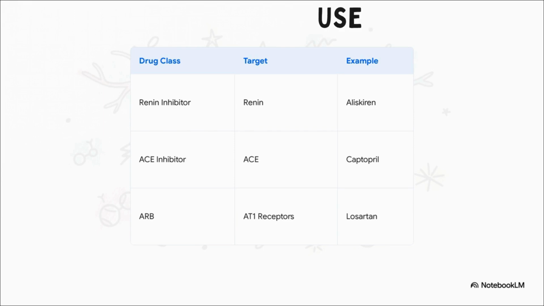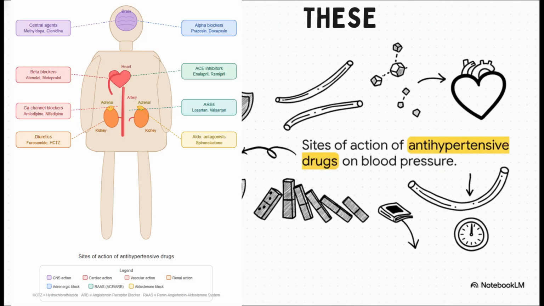For instance, we can use a drug called aliskiren to inhibit renin right at the very beginning. Or we can use ACE inhibitors, like captopril and enalapril, to stop the creation of angiotensin II entirely. Alternatively, we can use ARBs, like losartan, to block the AT1 receptors, meaning angiotensin II gets made, but it has absolutely nowhere to bind. When we deploy these targeted therapeutic roadblocks, we are intentionally interrupting that dangerous domino effect.